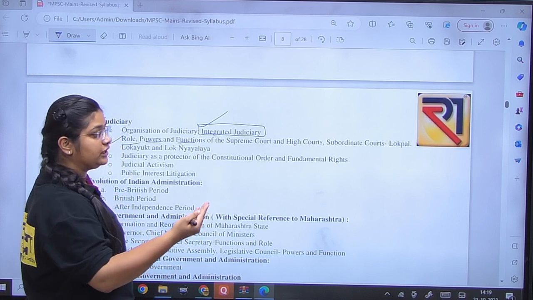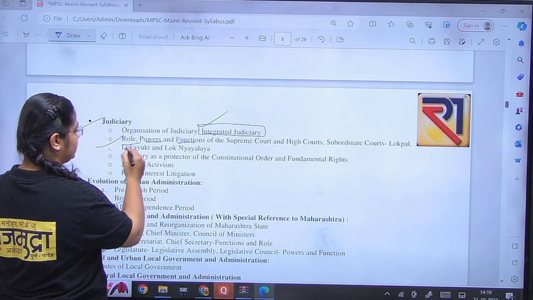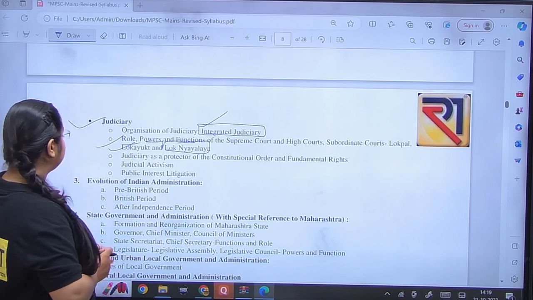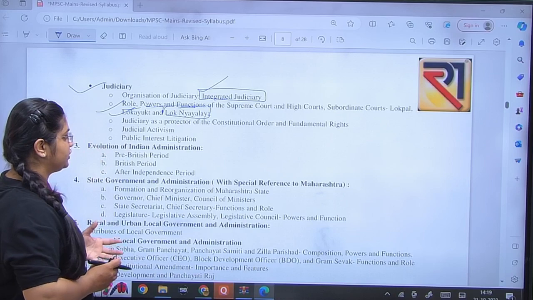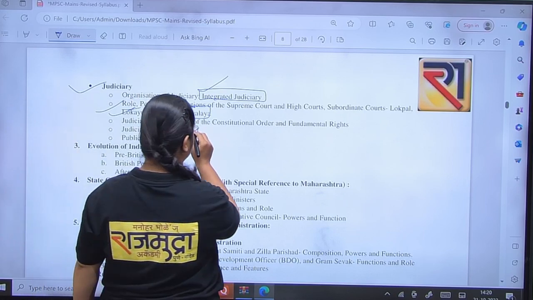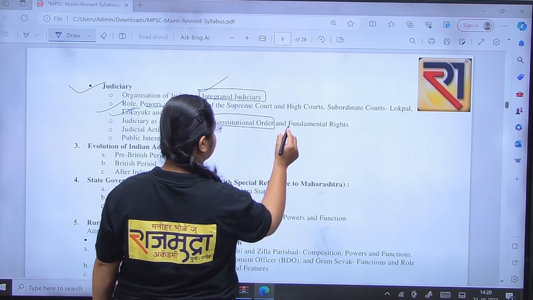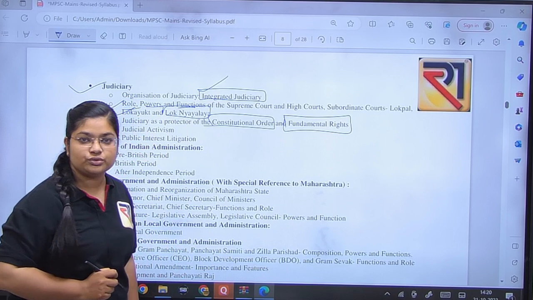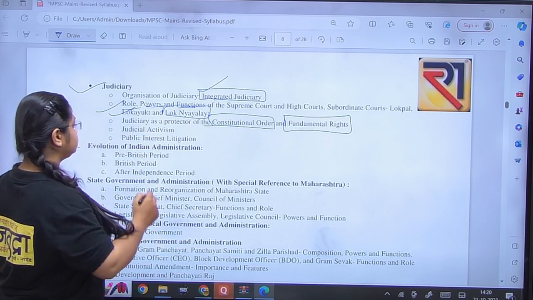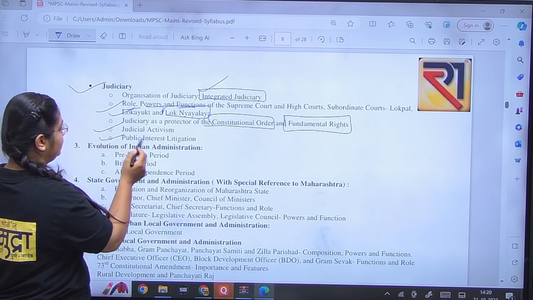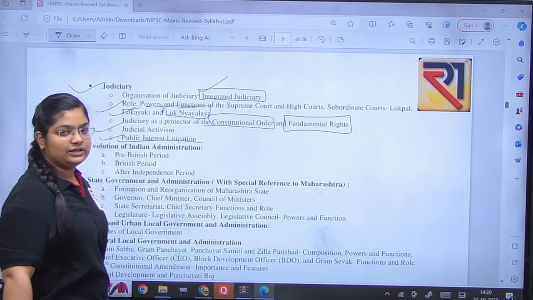Then we have to see Lokpal, what is Lokpal, what is Lokayukta and what is Lok Nyayalaya. Okay, then next thing is judiciary as a protector of constitutional order and fundamental right. How judiciary protects the fundamental rights of the citizen and constitutional order. Okay, then we are going to see judicial activism and public interest litigation.